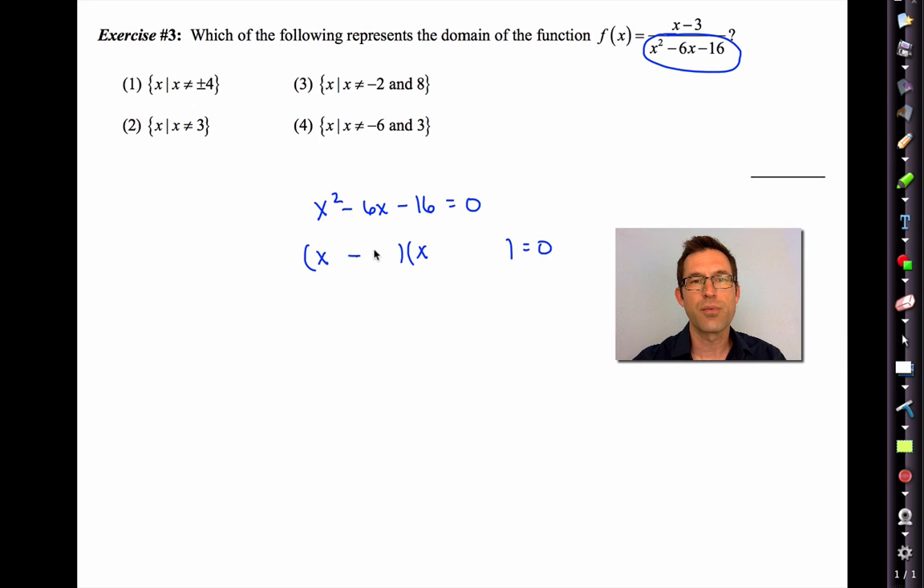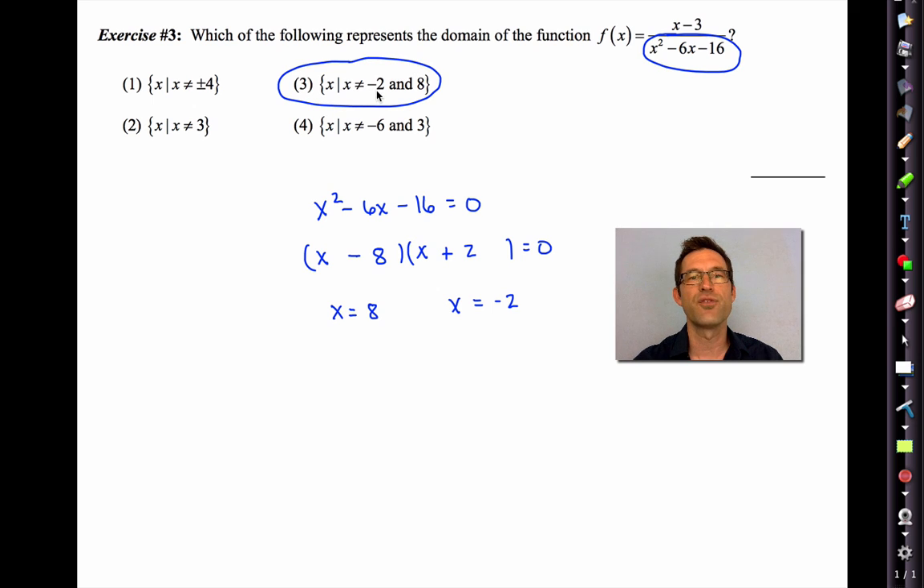Again, you could use the quadratic formula or the zero product law. I'm going to use the zero product law because it's pretty easy to factor. The quadratic factors as x minus 8 and x plus 2. And that's going to tell me that either one of these two values will make the function undefined. So the domain is all values of x such that x is not equal to -2 and 8. So choice 3.